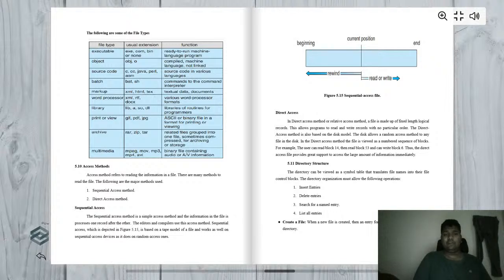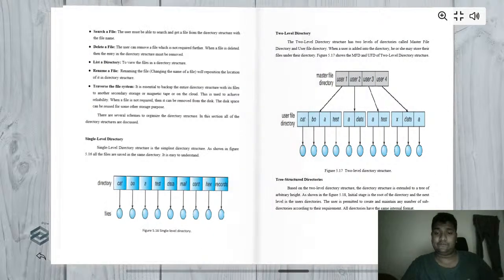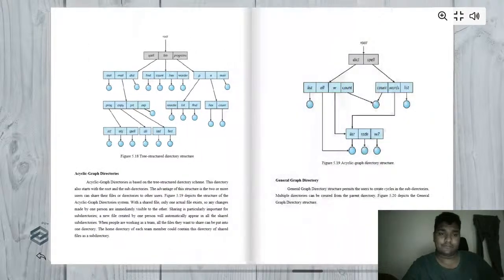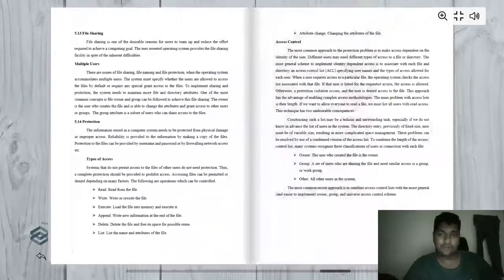Access methods: sequential access, direct access. Sequential access means we can access the file in sequence, okay? Direct access means it can be directly accessed. File sharing, we can share the file among anyone. Protection can be provided by VPN.